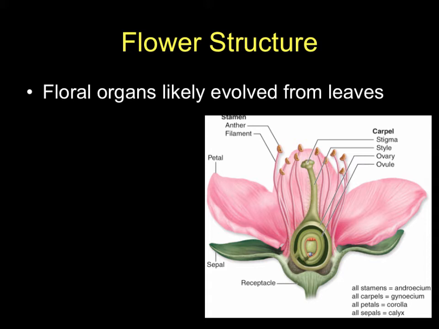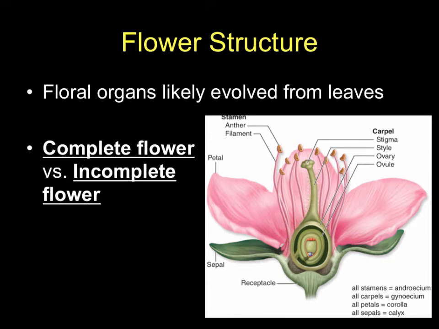So when we look at flower structure, we have different parts of a flower, like we see in this picture, all of which were originally actually leaves. These are modified leaves that have taken on the role of sexual reproduction and perform either the role of pollen production or egg production and the dispersal of those structures as well.